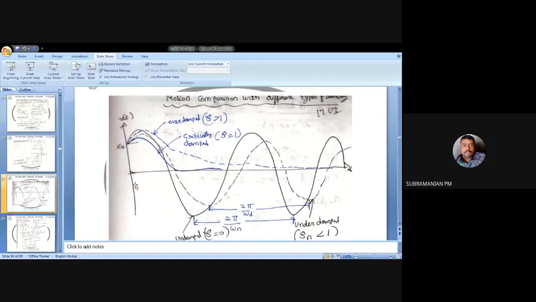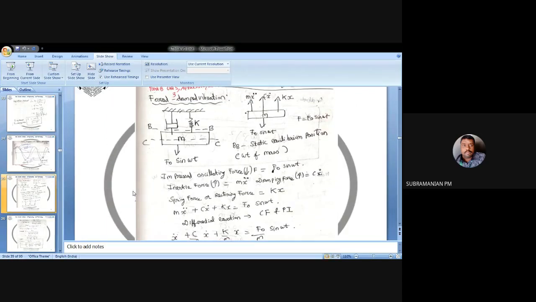And this one is a motion comparison. You can see critically damped and overdamped. I might have already explained this in the class. So this is just a recap, to ensure that you stay in touch with the course. Okay.